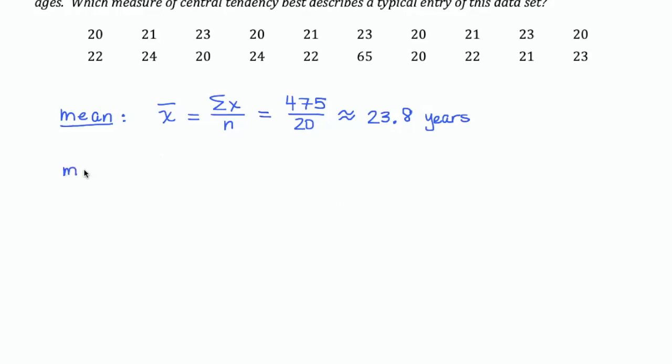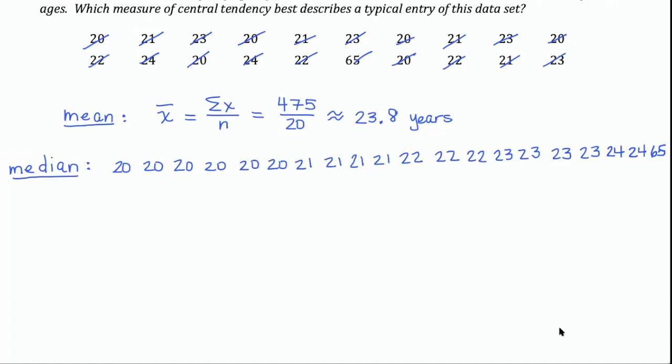Next, we calculate the median. In order to do the median, we have to put the data in order. So we have to basically scan through the entire data set and look for the lowest number, which is 20. Make sure you write it as many times as it appears. And again, crossing them off is a helpful way to make sure that you don't miss any of them. I'm going to go ahead and finish lining up the rest of this data. So I have my numbers in order.